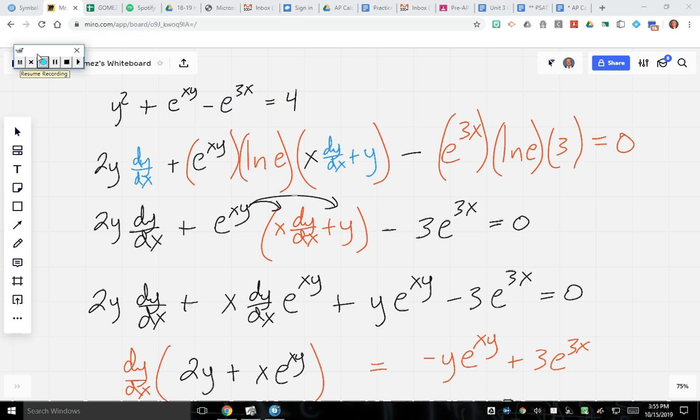Resuming the video, we have y squared plus e to the xy minus e to the 3x equals 4. The first one is 2y dy dx. Then we have an exponential with a product rule inside. So it's the carbon copy times the natural log of the base times the derivative of this power. That's product rule. First times the derivative of the second plus the second times the derivative of the first, which is just 1. This last one is e to the 3x. Carbon copy times the natural log of the base times the derivative of power, and then equals 0.